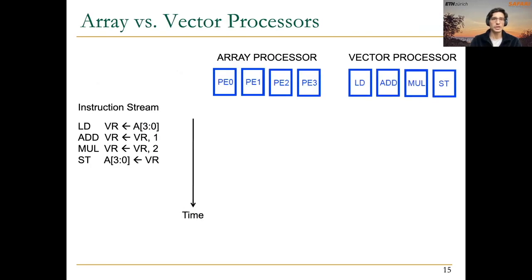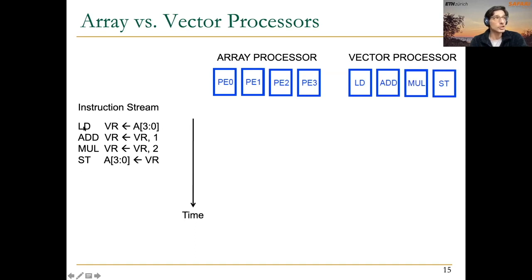Now let's go back to the idea of array processors and vector processors. Let's learn how to distinguish them based on a simple example. Notice that here on the left-hand side, we have our first SIMD program. It's a very simple instruction stream, but where you can already identify basic instructions like load, add, mul, and store. And you can also identify their vector registers. In this particular example, we are using only one vector register called VR.